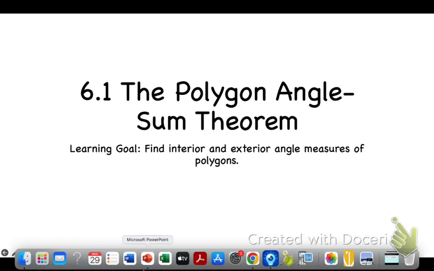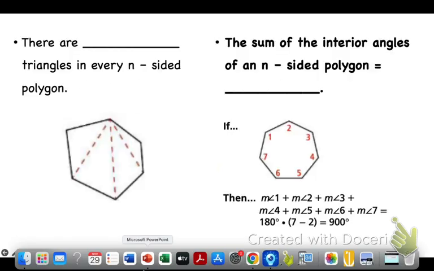Okay, so we're going to be using that information today. So, looking at this picture down here, how many sides does this polygon have? 6? 1, 2, 3, 4, 5, 6. So what shape is that? Hexagon. Okay, so it says there are blank triangles in every n-sided polygon.